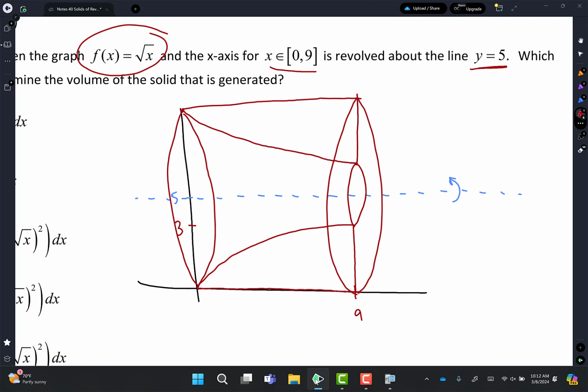Yay or nay? Yay. If I take a slice, I'm going to cut it right here. That's a dx slice, delta x, or dx is a better word to say. What shape am I going to have always, at all times, forever and ever? Let's start with a W. A washer.